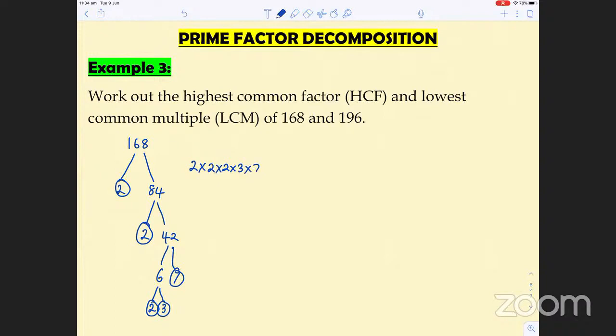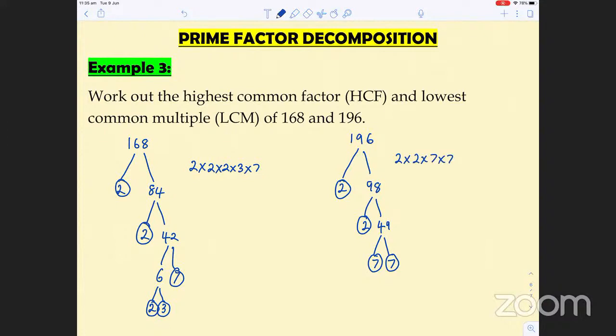And we're going to do the same for 196. So for 196, two numbers that multiplied together to give you 196 would be 2 and 98. Circle the 2 again. What two numbers multiplied together to make 98? That would be 2 and 49. Circle the 2 because it's a prime number. And finally, for 49, we can have 7 and 7, and both of those are prime numbers. So here we've got 2 times 2 times 7 times 7.